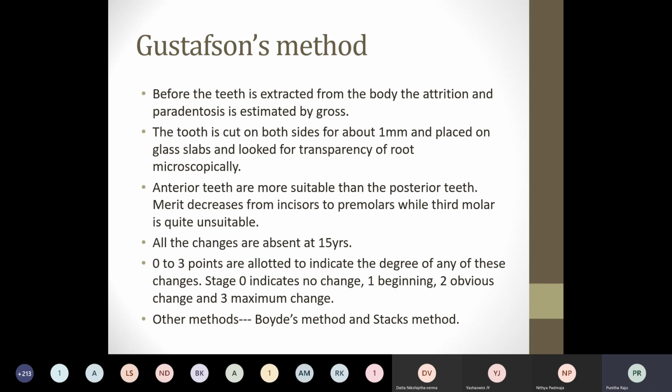So the Gustafson's method, normally we do it with the incisor teeth. Molars, normally we don't take for Gustafson's method estimation because it is very difficult to estimate from the molars. It is only the anterior teeth which are mainly used for Gustafson's method. The merit decreases from incisor to premolars, while the third molar is quite unsuitable, and all the changes are absent at 15 years. So all these changes in the Gustafson's method you can only assess after 21 years, and they are absent at 15 years.